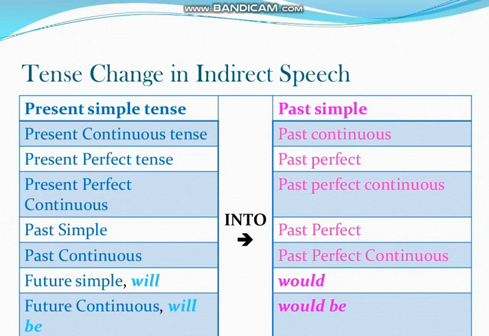As you can see, simple present to simple past, present continuous to past continuous, present perfect to past perfect, present perfect continuous to past perfect continuous. So all the present tenses would just change into their respective tenses of past tense, while simple past would change into past perfect, and past continuous would change into past perfect continuous. And remember that in all future tenses, this word will is going to be changed into would. So these are the rules for the changing of the tenses.